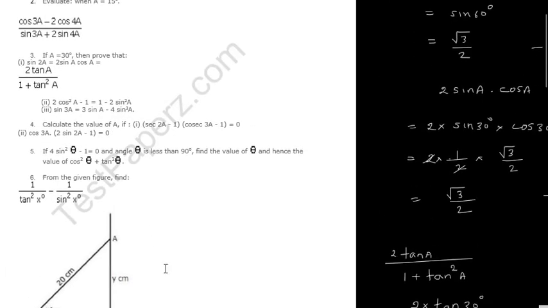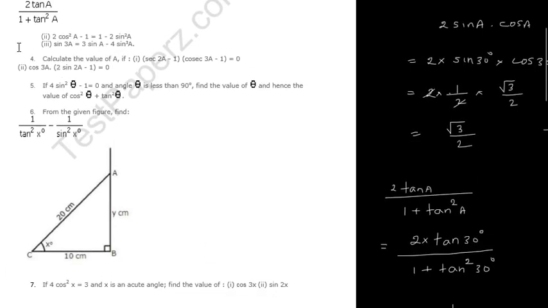Now in the same way you have to prove that 2 cos square a minus 1 is equal to 1 minus 2 sin square a, and sin 3a is equal to 3 sin a minus 4 sin cube a. I hope you can solve these two problems. Okay. Now calculate the value of a if sec 2a minus 1 into cosec 3a minus 1 is 0. Okay, let us try this question.